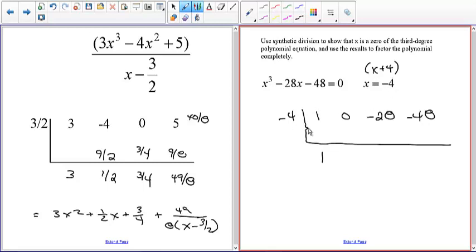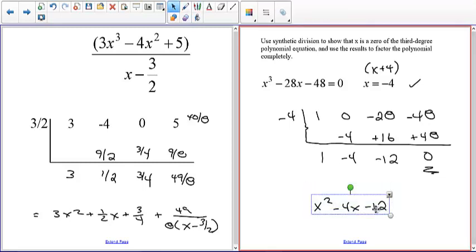So you bring that down. -4 times 1 is -4. 0 plus -4 is -4. -4 times -4 is positive 16. -28 plus 16 is -12. -4 times -12 is plus 48. 0. So check. That is a 0. This is a factor. What we have left is x squared minus 4x minus 12.